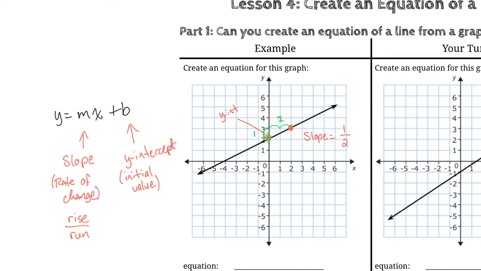And now that we have our slope and our y-intercept, we can write out our equation. So remember, it's in the form y equals mx plus b. We just need to replace m with our slope and b with our y-intercept. So our equation would be y equals 1 over 2x plus 2. Okay, and that's it. That's our equation of this line.